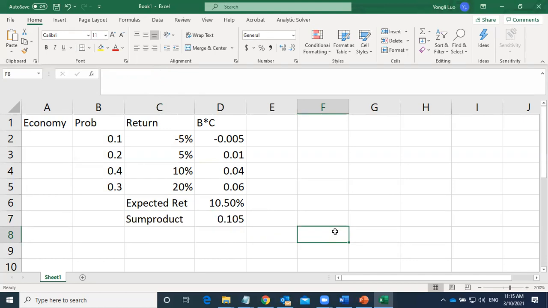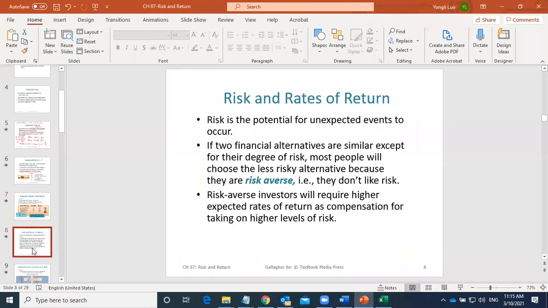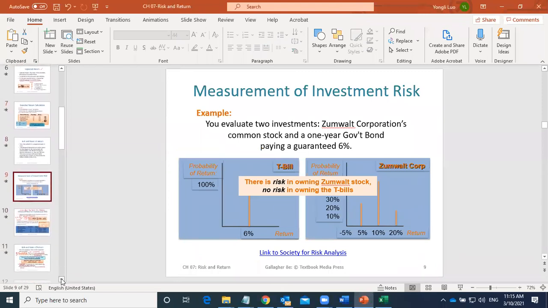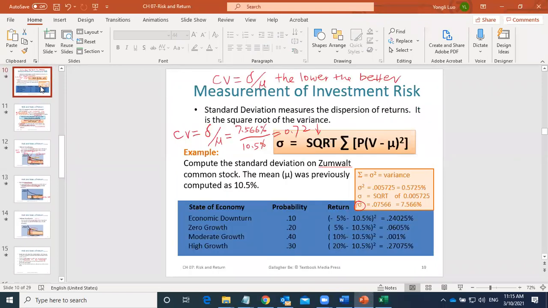Right column. So you have the expected return. What are you going to do for the standard deviation? So we're going to talk about the standard deviation.